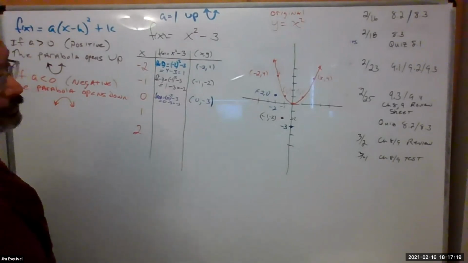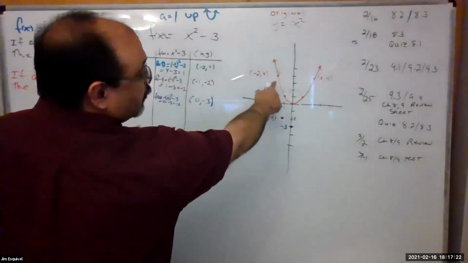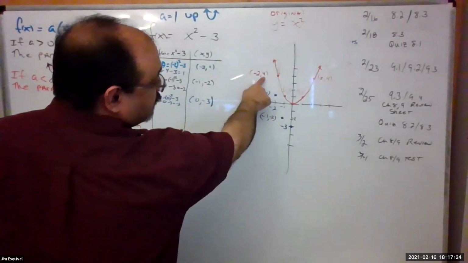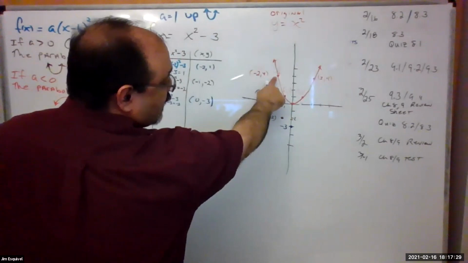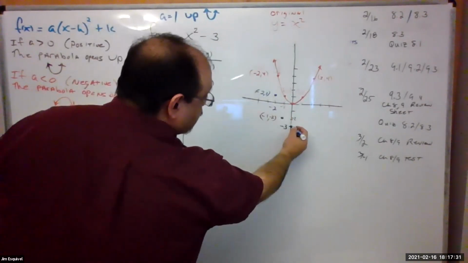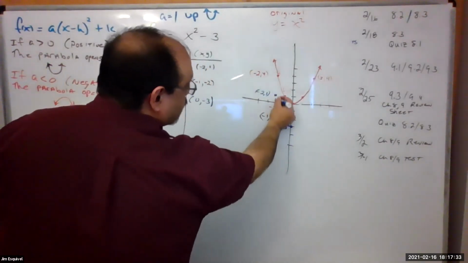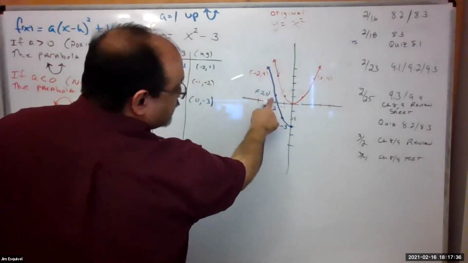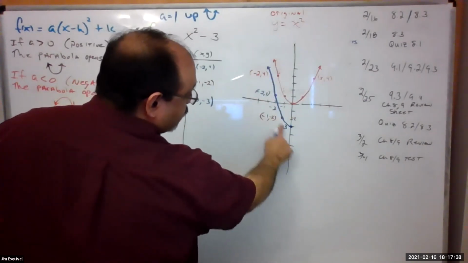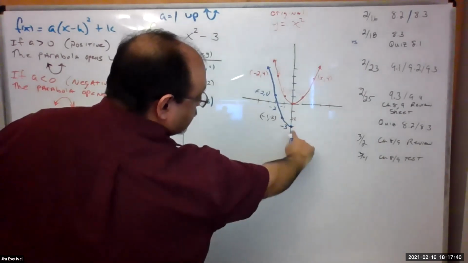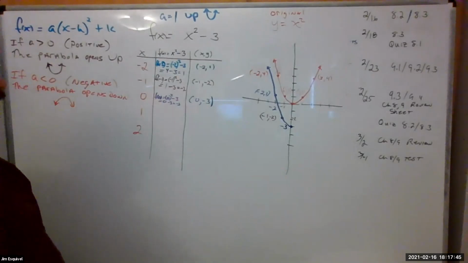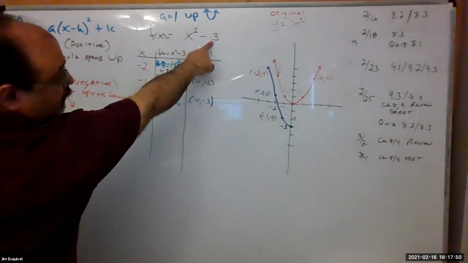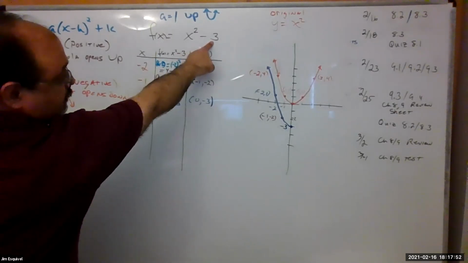What happened to the original parabola's y values? This 4, this 1, and that 0. What happened to the original y values now that they're here at this 1 and this -2 and this -3? They seem to be lower by how many? By 3. Why are they 3 lower? Because of that -3. Exactly.